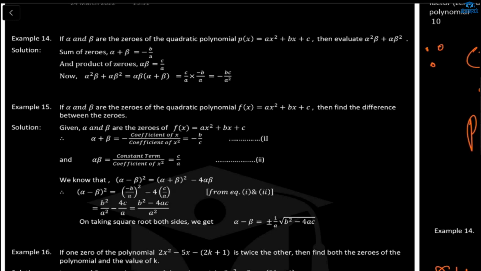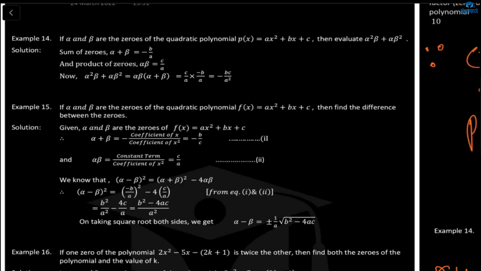Now you have to find out two things only. If you find the value of alpha, then you will get both the zeros, because one is alpha, one is 2 alpha. And then after that, you have to find the value of k. Everybody try this question, question number 16, and tell me the value of alpha, 2 alpha and k.